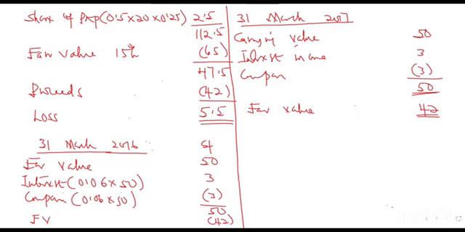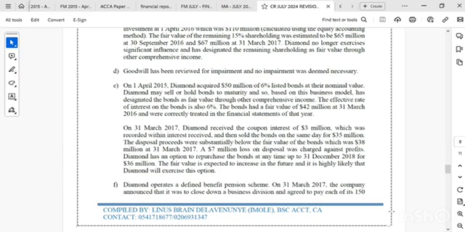Now, let's come here. Okay. Diamond received a coupon of this, which was recorded within interest received, and then sold a bond on the same day for 35 million. This has been recorded within interest received. So that is cool. It has been recorded already. Okay. And then sold a bond on the same day for 35 million.